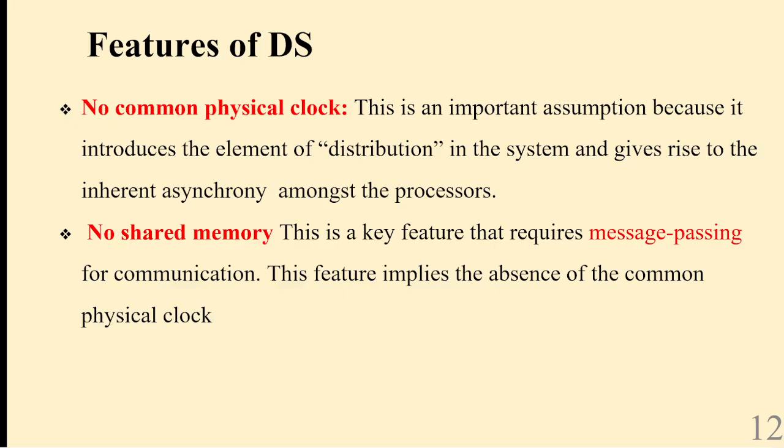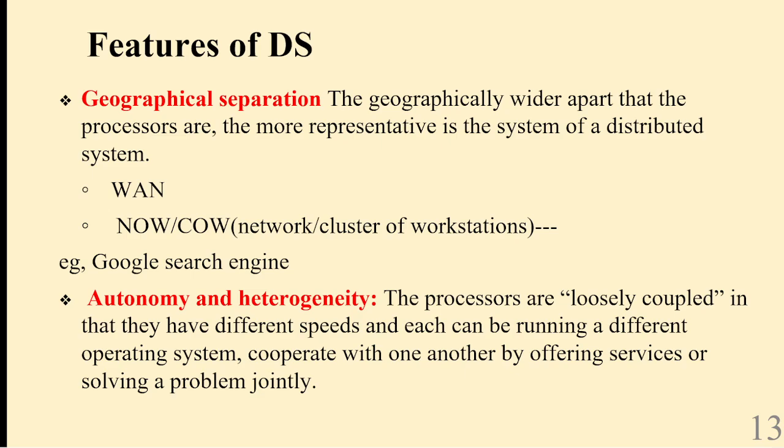The next feature is geographical separation. Let us say computers may be in Kerala, Delhi, London, New York, but even then they all work together. For example, Google's servers are spread across the globe, but they collectively provide a single service. That is geographical separation.